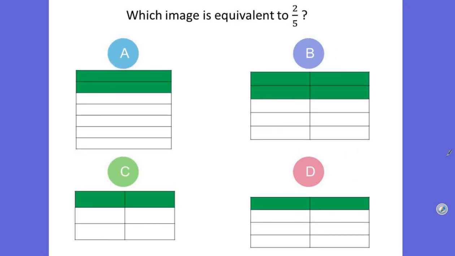Pause the video and have a think about this question. Which image is equivalent to 2/5? Okay, let's go through the answers. This one has got 2 out of 1, 2, 3, 4, 5, 6, 7, 2/7. That's not equivalent to 2/5. This one's got 4 out of 10, which is the same as 2/5. So the answer I was looking for is B.